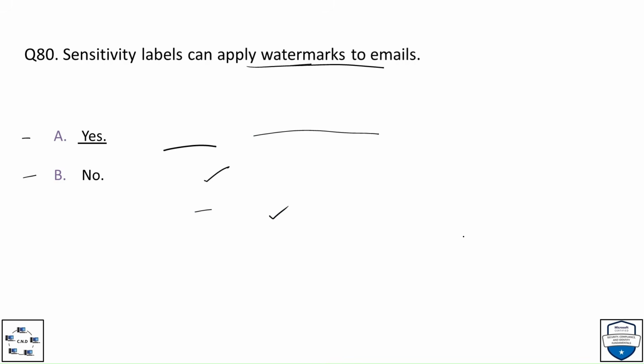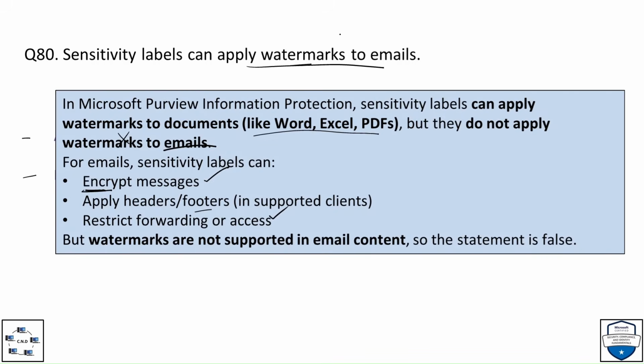So here we have selected the incorrect option. The correct option is no. Sensitivity labels cannot apply watermarks to emails. They can apply watermarks to files or documents like Word, Excel, and PDF.